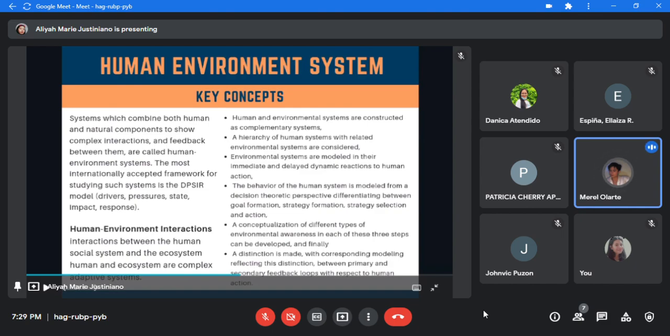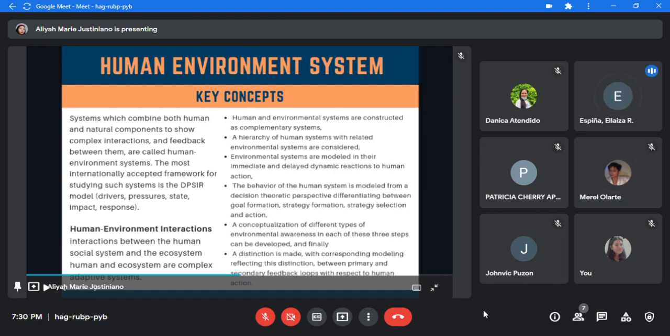The behavior of the human system is modeled from a decision-theoretic perspective, differentiating between goal formation, strategy selection, and action. A conceptualization of different types of environmental awareness in each of these three steps can be developed, and finally, a distinction is made with corresponding modeling reflecting this distinction between primary and secondary feedback loops with respect to human action.